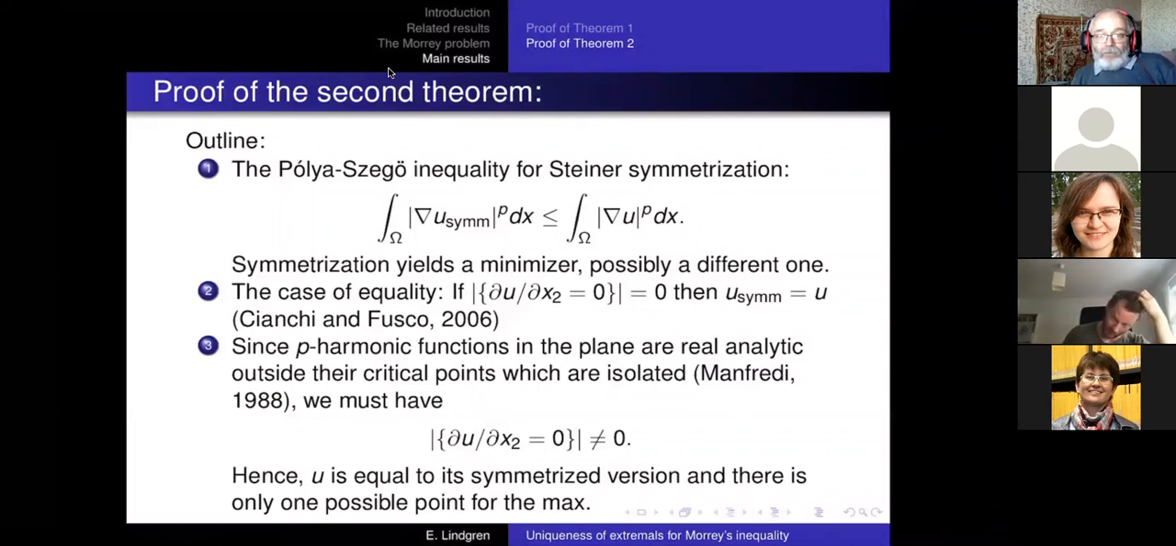It might be true, but the way we did it is, of course, you use some Pólya-Szegő inequality for Steiner symmetrization. And then there's a case of equality in this inequality, which gives a condition on the measure where directional derivatives vanish. In the plane, we strongly use that if the measure of this set is positive, then, since p-harmonic functions are real analytic outside the critical points, this cannot happen. But I don't know how to draw that conclusion in higher dimensions.